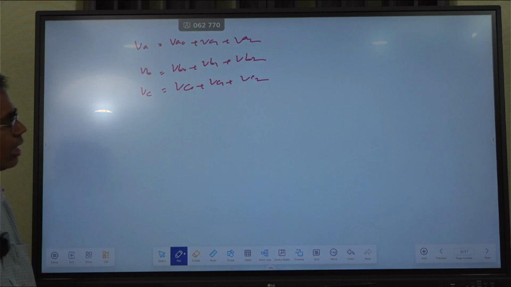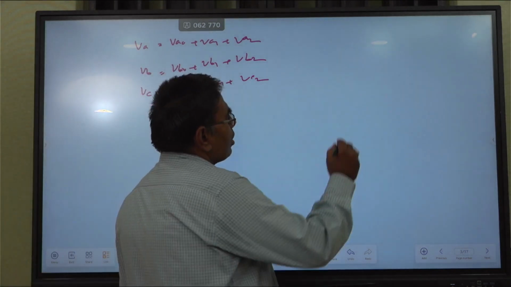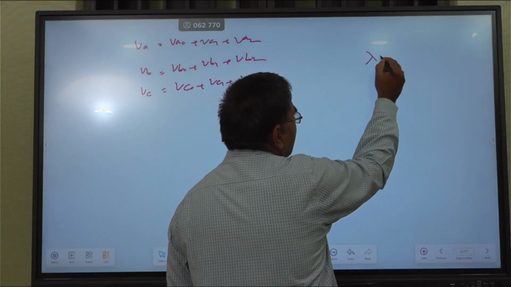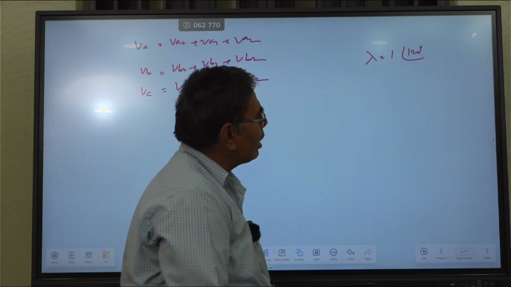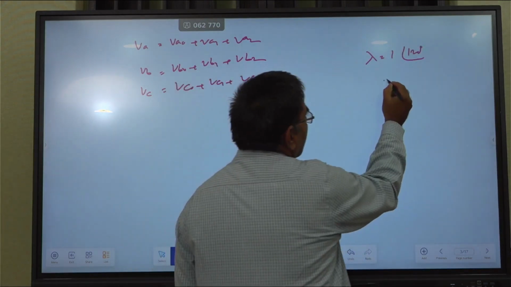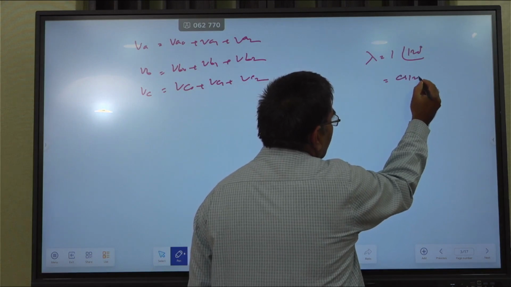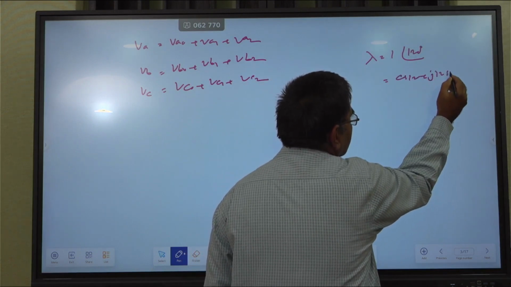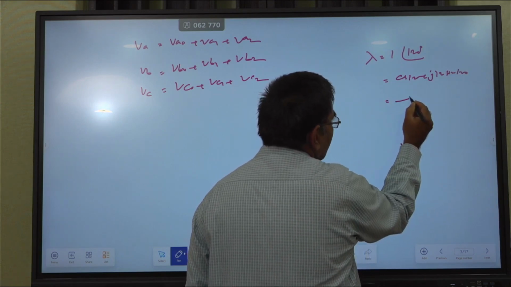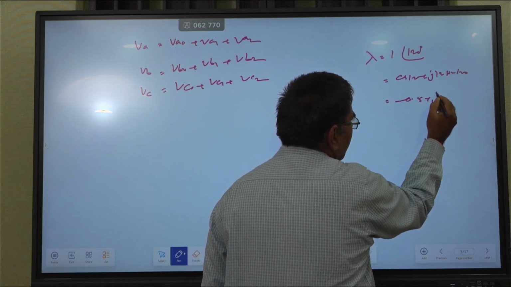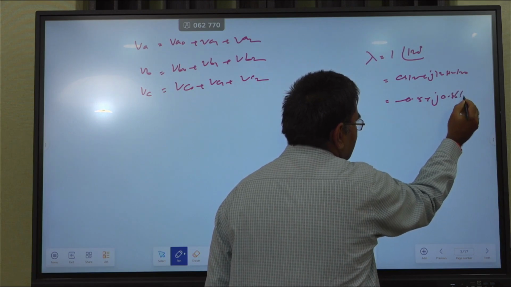To represent the phase B and phase C values in terms of phase A, we define an operator lambda. Lambda is equal to 1 at an angle of 120 degrees. This can be written in rectangular form as cos 120 plus j sin 120. Cos 120 is minus 0.5, and j sin 120 is plus j 0.866.